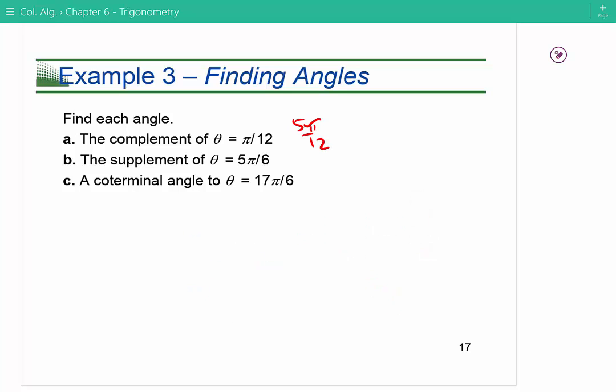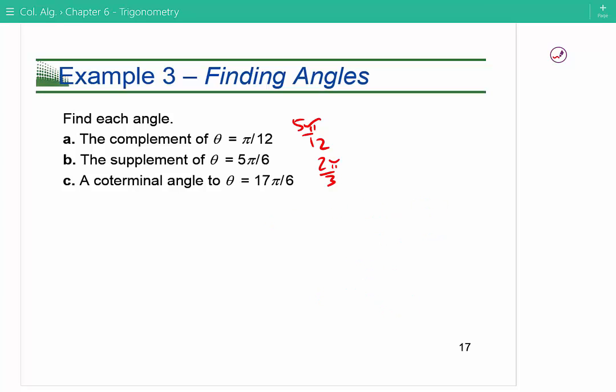The supplement for 5 pi over 6, same thing. 5 pi over 6 plus some angle theta has to equal 180, which is just pi. So I can subtract 5 pi over 6 from both sides and make sure I get a common denominator and multiply top and bottom by 6. That gives me 4 pi over 6 for my angle, which simplifies to 2 pi over 3.